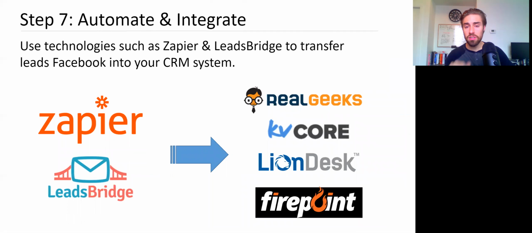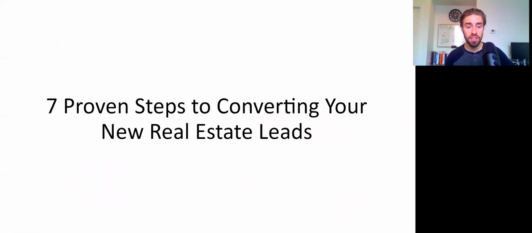And number 7, we want to automate everything. Automate, integrate. So I use Zapier, which immediately transfers the leads from Facebook to Lead Owl, right? Which is a helpful app for organizing leads on your phone to make the follow-up process easier. And then plus we send the leads to whatever CRM you're using to make sure we're building that database for you. And after the lead is in your database, what happens next? Right? Here are the 7 proven steps to converting those new real estate leads.